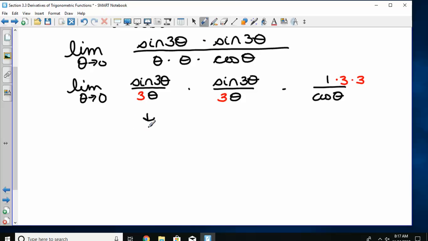So sine 3 theta over 3 theta goes to 1 times 1. 1 times 3 times 3 is 9. Cosine of 0 is 1. And we get 9 for our final answer.